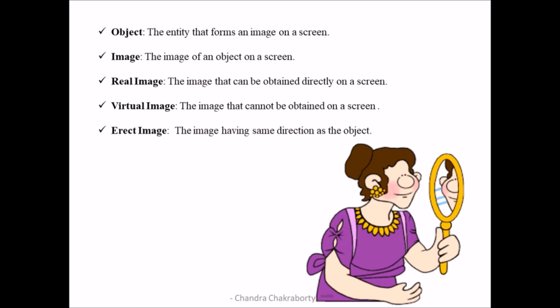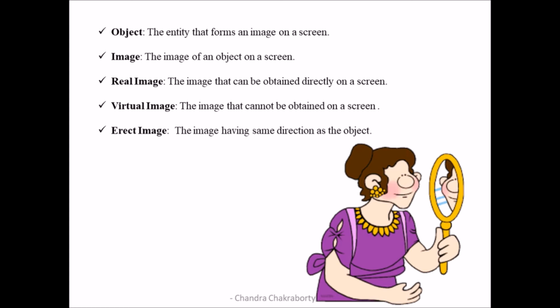Now let's move on to some other terminologies associated with reflection of light. When we are talking about image, when we are talking about reflection, then there has to be some entity of which the image has been created after reflection, isn't it? So that entity of which the image is formed after reflection is called an object. The image of an object on a screen we get after reflection is the image.